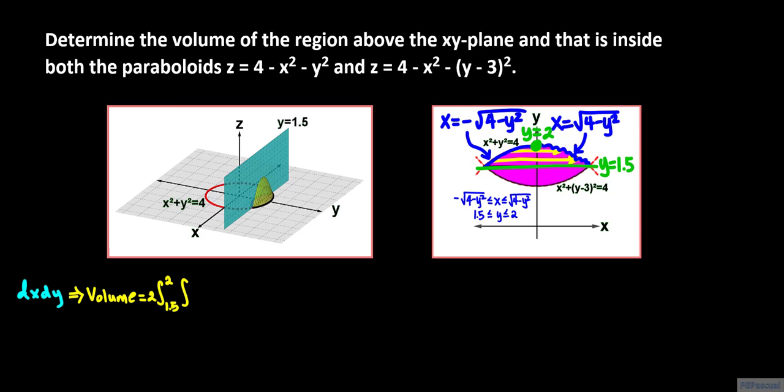Its limits of integration are minus the square root of 4 minus y squared and the square root of 4 minus y squared. The integrand is the formulation for z for the upper bounding surface, which is the first paraboloid. And so the integrand is 4 minus x squared minus y squared.